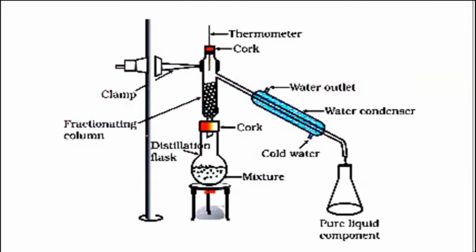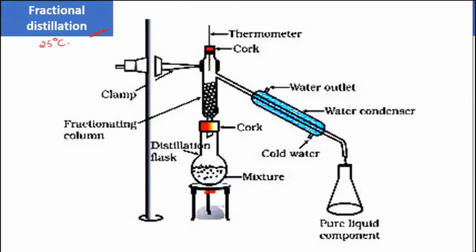So this is the setup. You can see the diagram here, I believe everyone can see it. This diagrammatic setup is for fractional distillation. Fractional distillation is done when you have two liquids and their difference in boiling point is less than 25 degrees Celsius, meaning they are near to one another.